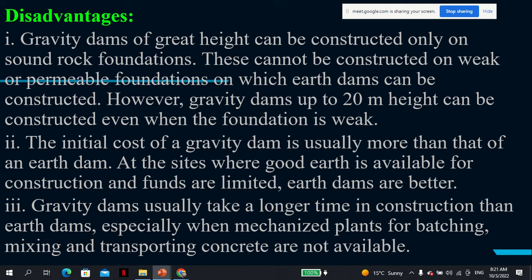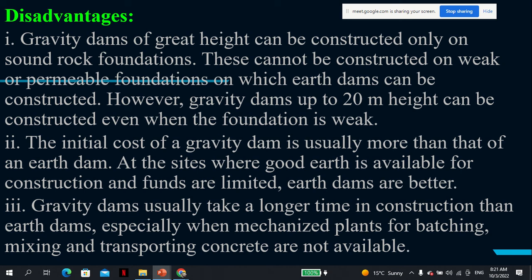We say that gravity dams of great height can be constructed only on sound rock foundation. So you need very good foundations. This cannot be constructed on weak or permeable foundations on which earth dams can be constructed. However, gravity dams up to 20 meters can be constructed on weak soil. I think we already said this. The limitation is 20 meters on soil or weak ground, but for higher dams with massive pressures and forces, you need a good foundation.